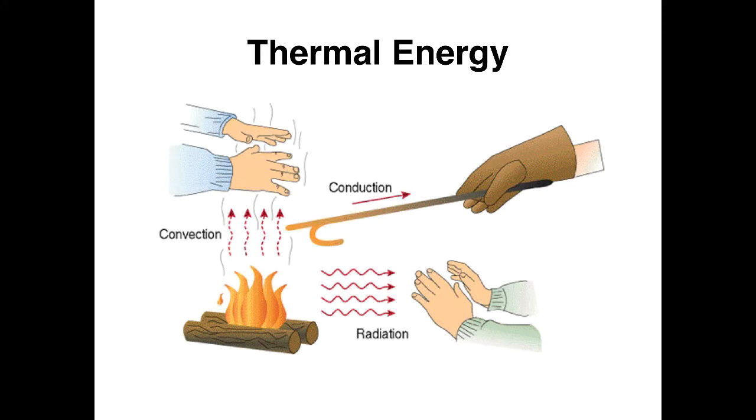Now we're going to talk about the different ways in which heat is transferred. Heat can be transferred generally three ways, and all three ways are shown in this diagram. The first is by direct contact, and that's called conduction. The second is through an intermediary or a medium, such as air or water, and that's called convection. And then the third is directly by radiant energy, and that's called radiation.